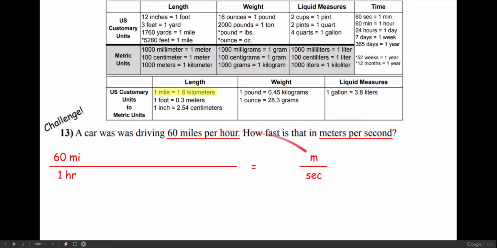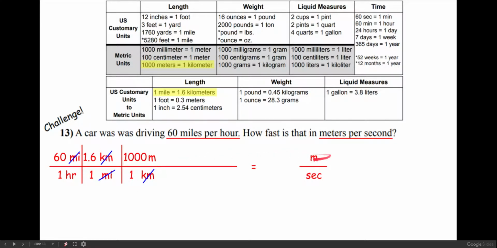We don't have miles to meters, but we do have miles to kilometers. So we're going to change from miles to kilometers first, and then go from kilometers to meters. To change it, we're going to put miles on the bottom, kilometers on top, so that we can cancel out the miles. 1.6 kilometers equals 1 mile. Now we're still not done yet. We need to turn kilometers to meters. 1 kilometer is 1,000 meters. So kilometers on the bottom allows us to cancel, meters on top. Cross off kilometers. We have 1,000 meters for 1 kilometer.